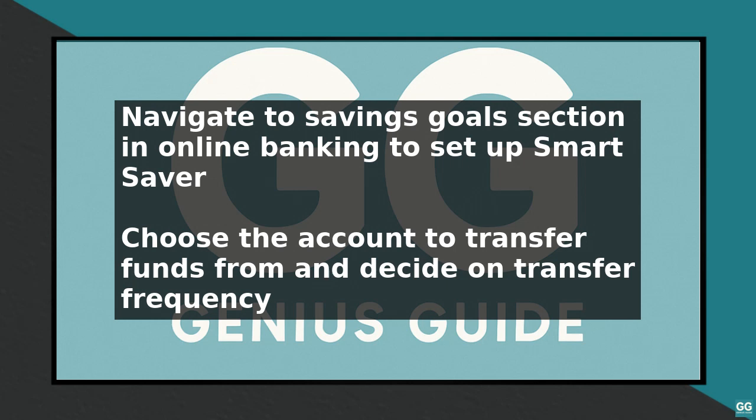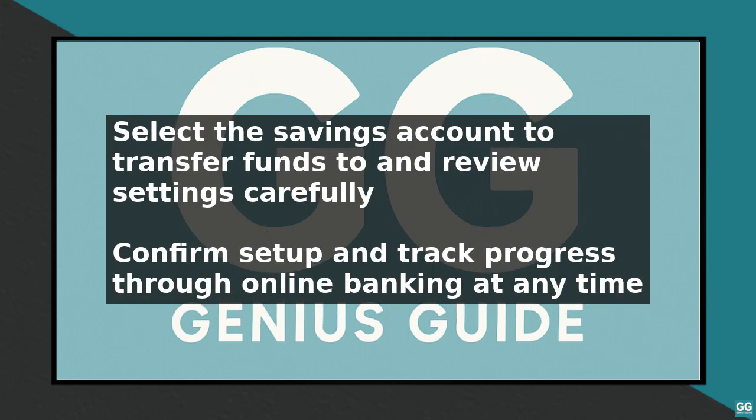Next, click on the Set Up Smart Saver option and choose the account you want to transfer funds from. You can select your primary checking account or any other BMO account you have. Then, decide how much you want to save each month and how often you want the transfers to occur. You can choose to transfer a fixed amount or a percentage of your income.